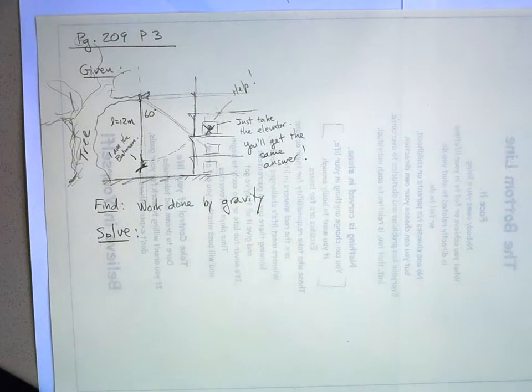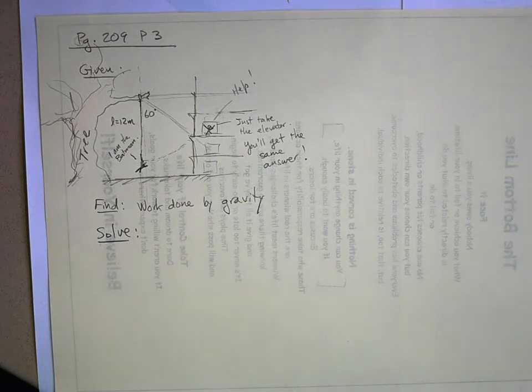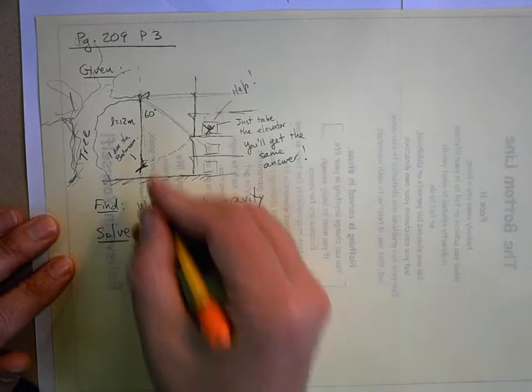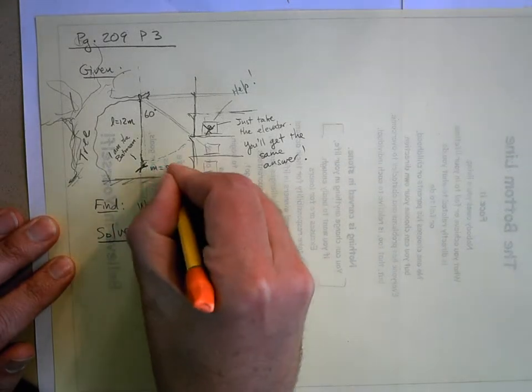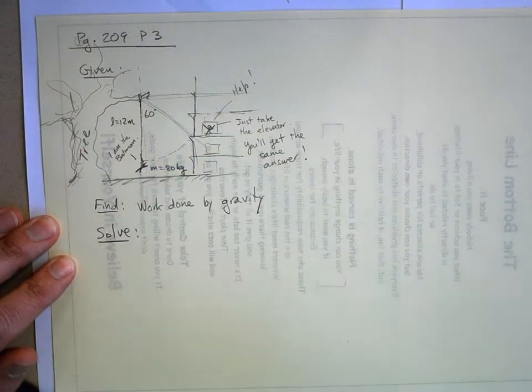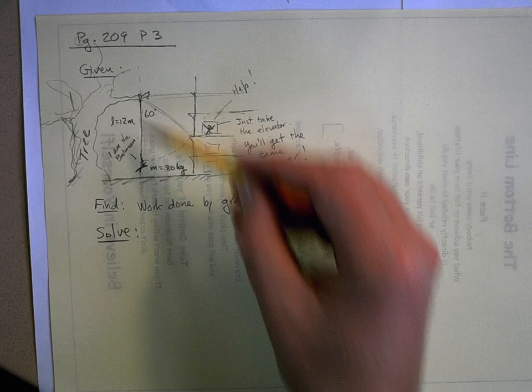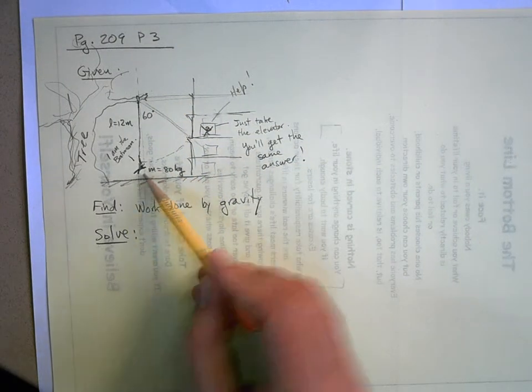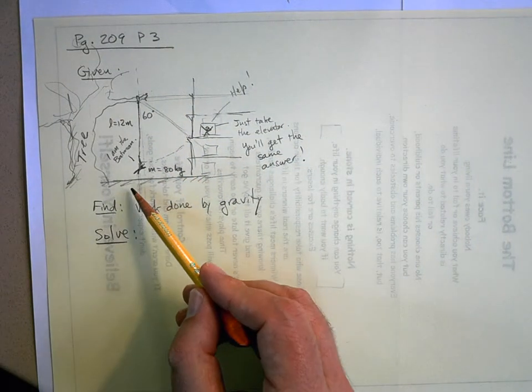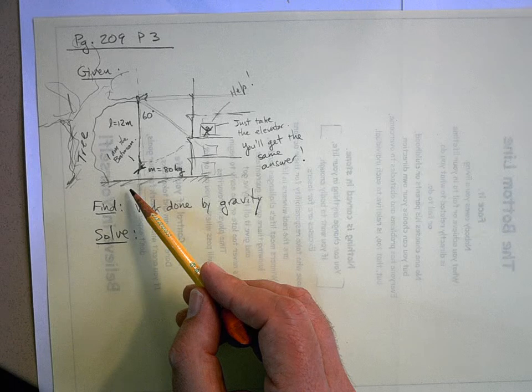On page 209, there is problem number 3, the Batman problem. It says Batman, whose mass is 80 kilograms, is dangling on a free end of a 12-meter rope. So here's Batman, here's a 12-meter rope. That's him dangling. It's supposed to be a tree right here. The other end is fixed to a tree limb.